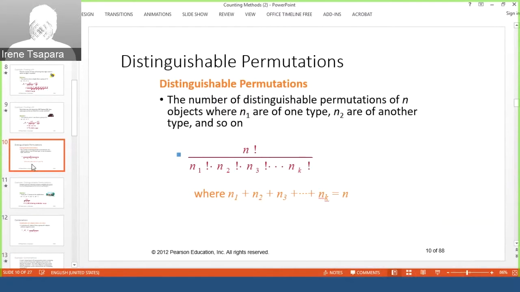So although we have order, we have to consider the situation where we have a group of elements and they are the same. The formula that you see on your screen is the formula that you need to use in these cases.